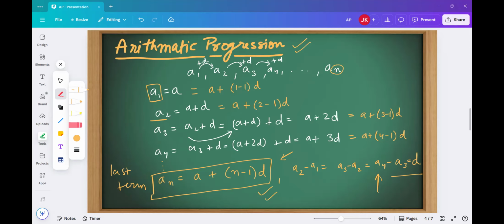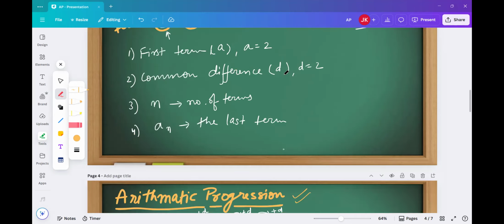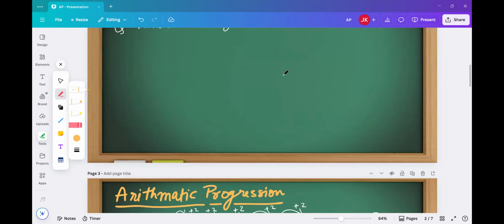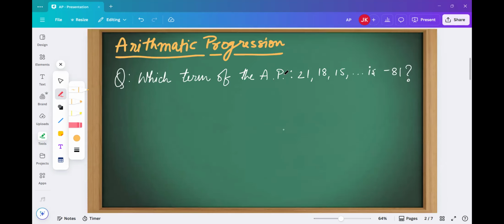So now let's go to the problem that we have written, and try to solve it. You can see the problem on my screen, right? So here we have an AP, and AP is 21, 18, 15, and so on. So it's an infinite series. And we need to find which term is going to be minus 81.